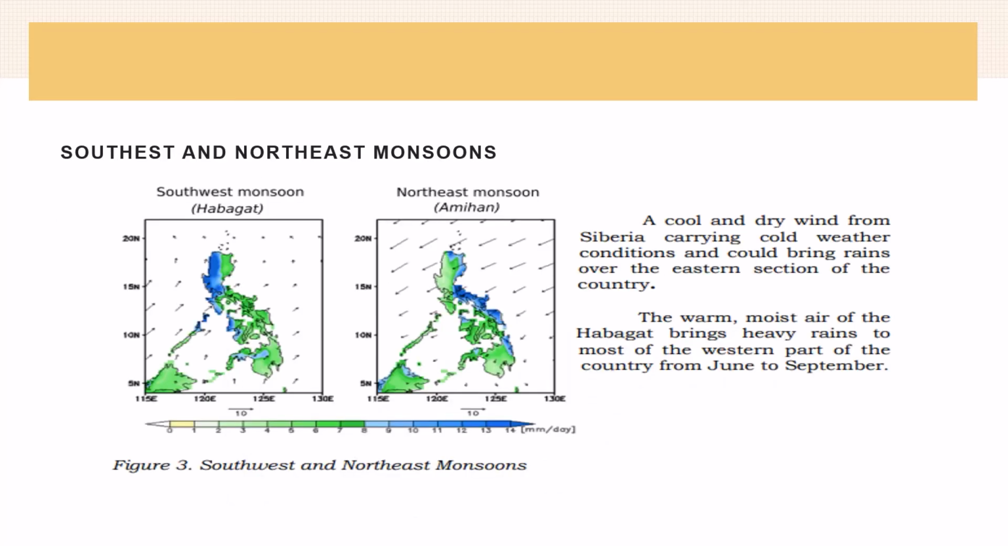Southwest and northeast monsoons. A cool and dry wind from Siberia carrying cold weather conditions could bring rains over the eastern section of the country. The warm, moist air of the Habagat brings heavy rains to most of the western part of the country from June to September.